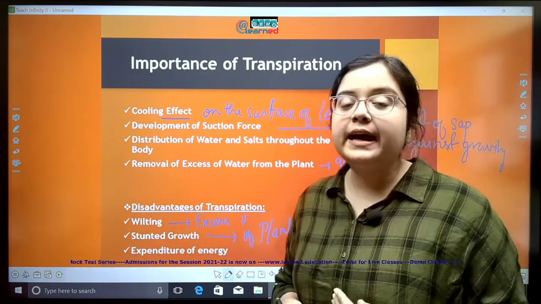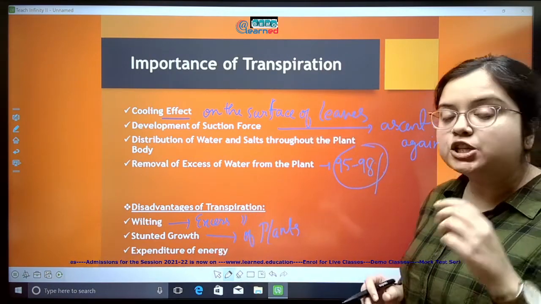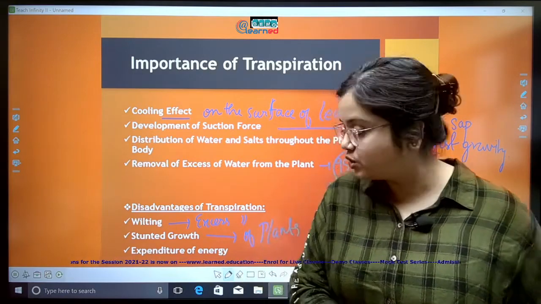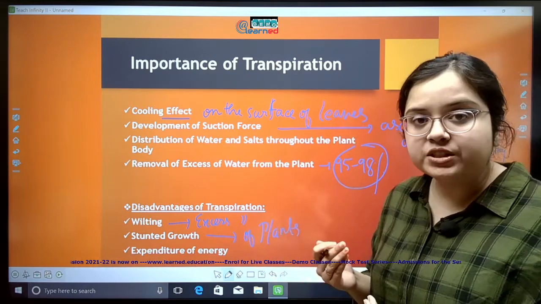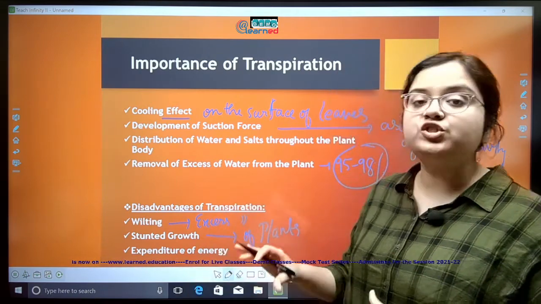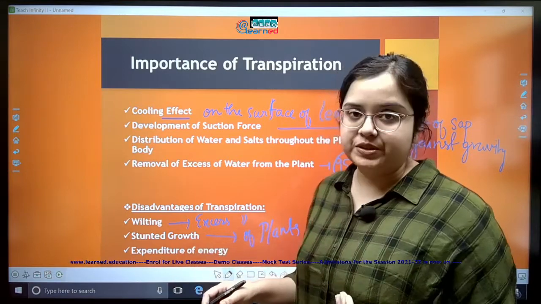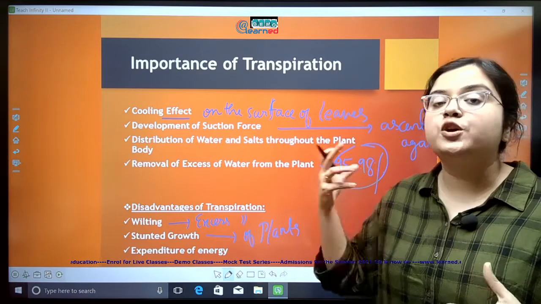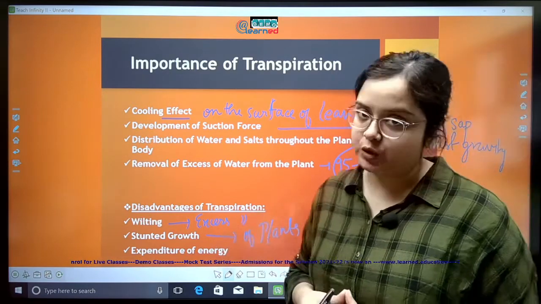You see that around this much percent of water is getting transpired. The plant needs water for photosynthesis and for other purposes also, so it absorbs more and more water, and more water gets transpired. In this process a lot of energy is used by the plant. So excessive transpiration will cause the plant to absorb more water, resulting in expending more energy in this process.